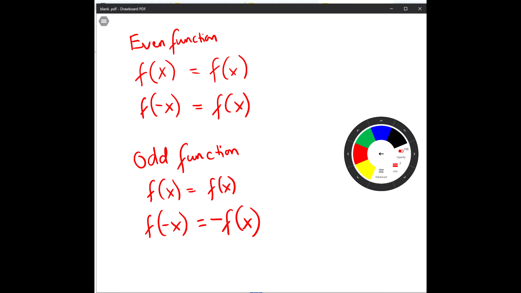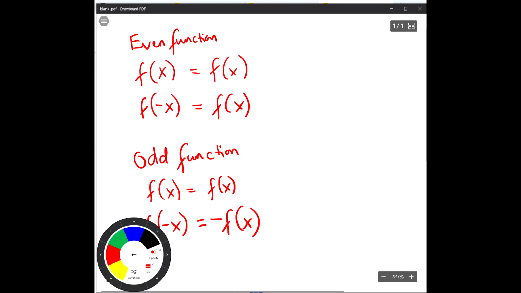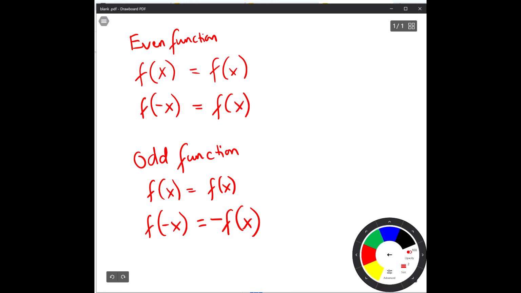Well, this one is not enough for us to understand, right? So on the side, I will make an example for you. Okay, so if I give you f of x equals x squared, and I ask you to determine whether this is an even function or odd function or neither.